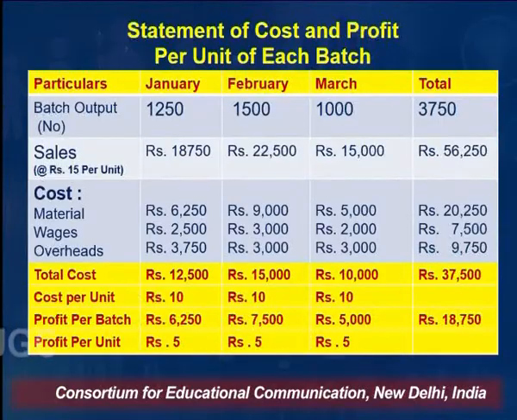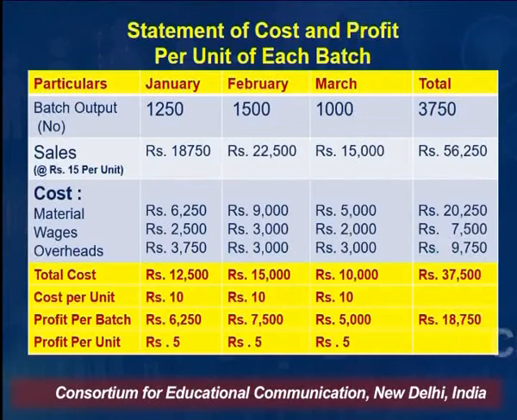So each batch output is given. I have simply reported horizontally from January to March and made a total of units. So 1250, 1500 and 1000. This is from the question only. Now sales is given. Selling price was given in the question to be rupees 15 per unit. I have simply multiplied them with this batch output 1250 into 15 and got the sales value. Likewise, the computation is done for subsequent months also, that is February and March.